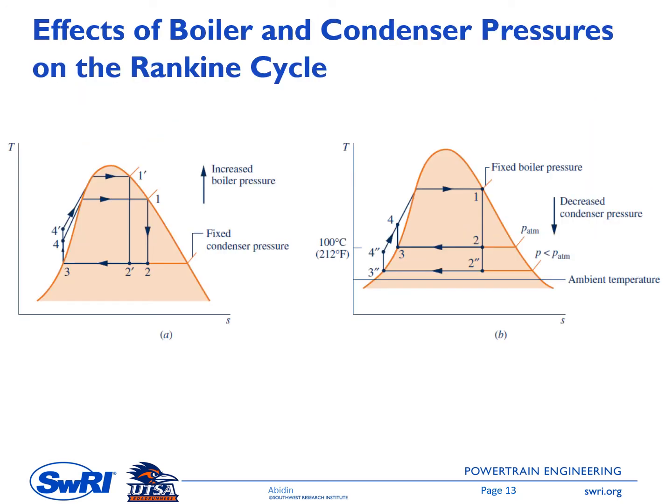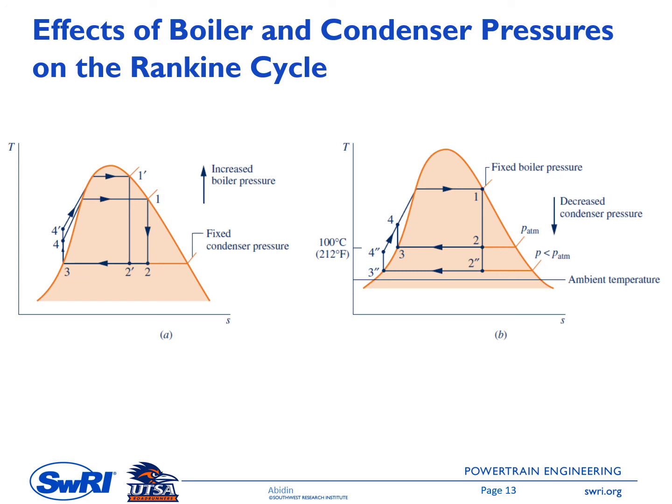Okay, we also look at the effect of boiler and condenser pressure in THERMO 1 to see how these parameters impact the Rankine cycle performance. On the left side here, we increase the boiler pressure from P1 to P1 prime. So from the Carnot efficiency formula, by increasing this boiler pressure, the efficiency will increase.